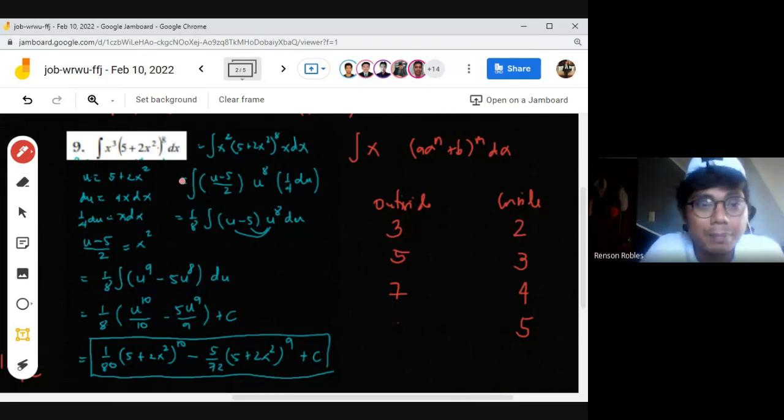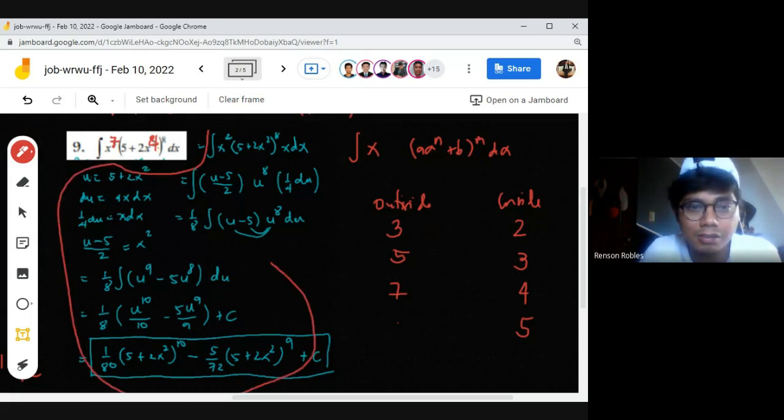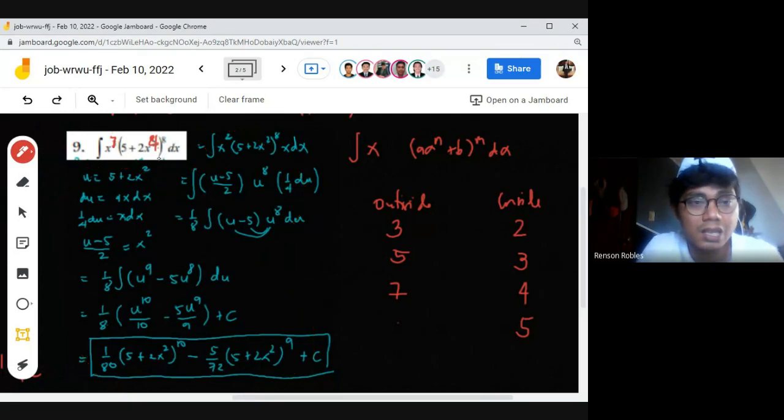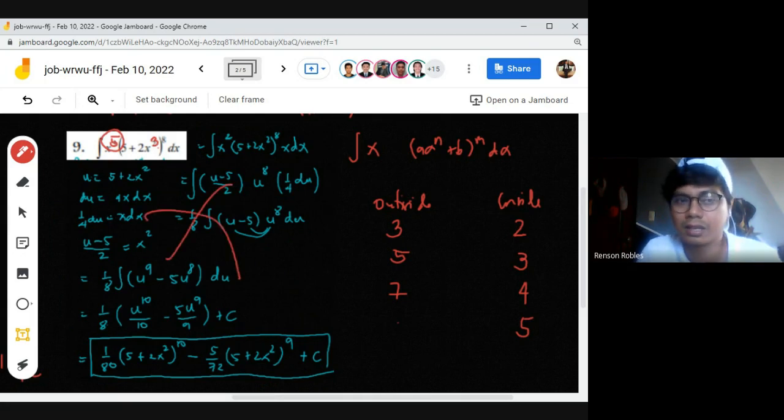You're getting my point? Kapag ang power dito ay 4, dapat ang power ni x dito sa labas ay 7 para ganitong technique ang gagamitin nyo. Pag hindi ito 7, you cannot use that technique. Alright? If the power of x here is 3, ang power ni x dito dapat ay 5. If this is not 5, you cannot use this technique. Hindi nyo pwedeng gamitin ito. Alright? You getting my point?